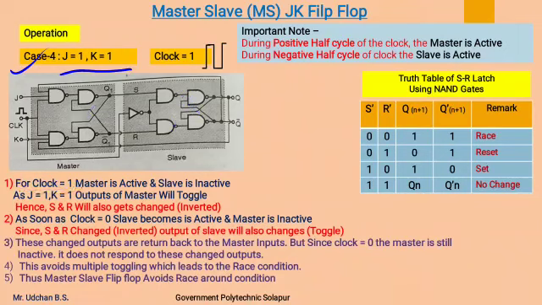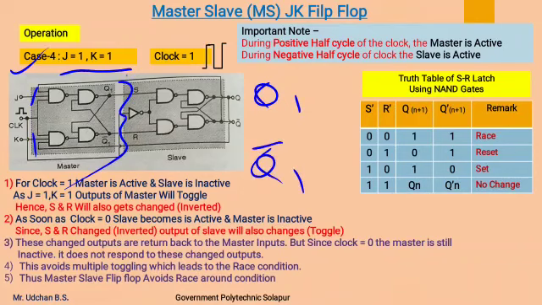Since J and K are both 1, the output of the master will get toggled. The master is a JK flip-flop, and we know the theory of the JK flip-flop: when both inputs J and K are 1, the output gets toggled, meaning it gets inverted. That is, if previously they are 0 1, they will become 1 0. If previously they are 1 0, they will become 0 1. So Q1 and Q1 complement get toggled, meaning they get inverted.